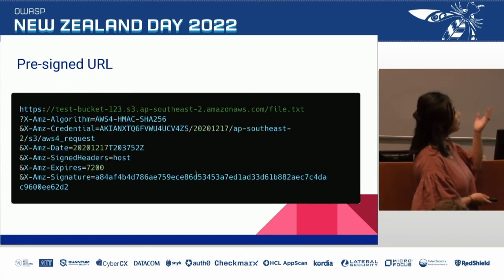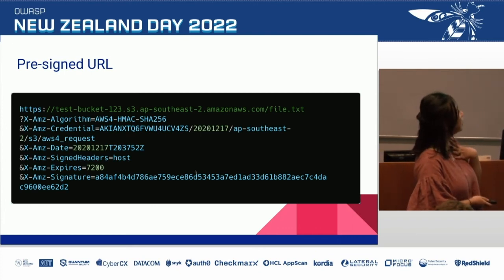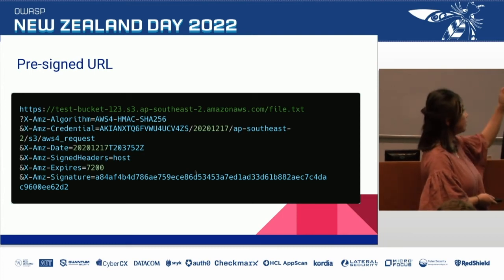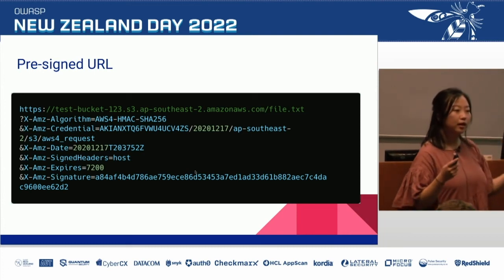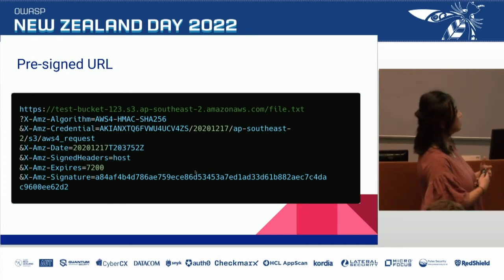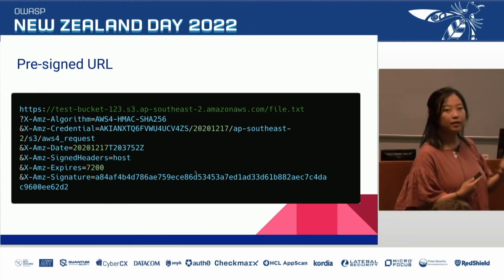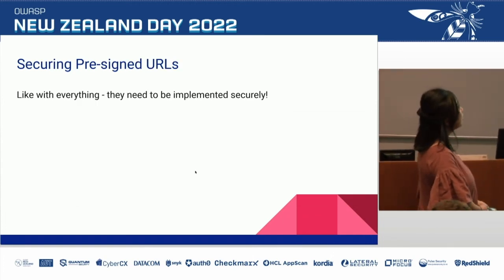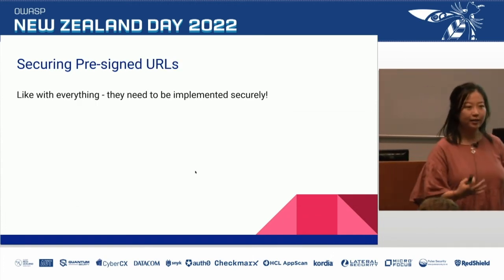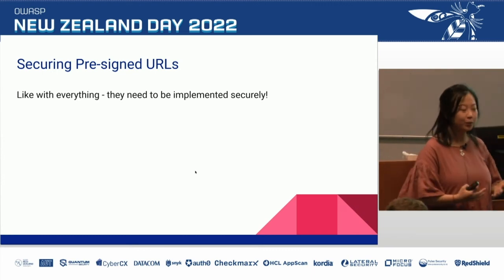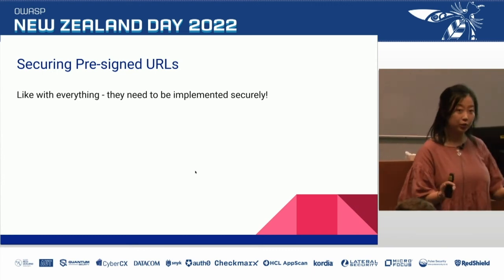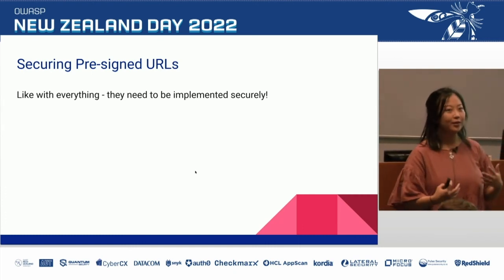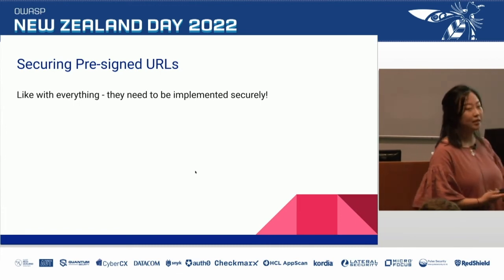So yeah, this is what it looks like, right? It's just accessing the file. You have the file name, the bucket name, and then the signature here, the long string, is what S3 is going to check against to make sure that it's all valid, and you can use it to perform the action you want. So this sounds great, right? It's such a great way of uploading or retrieving things without ever touching your credentials. But like with everything, you also need to make sure that they are implemented securely.